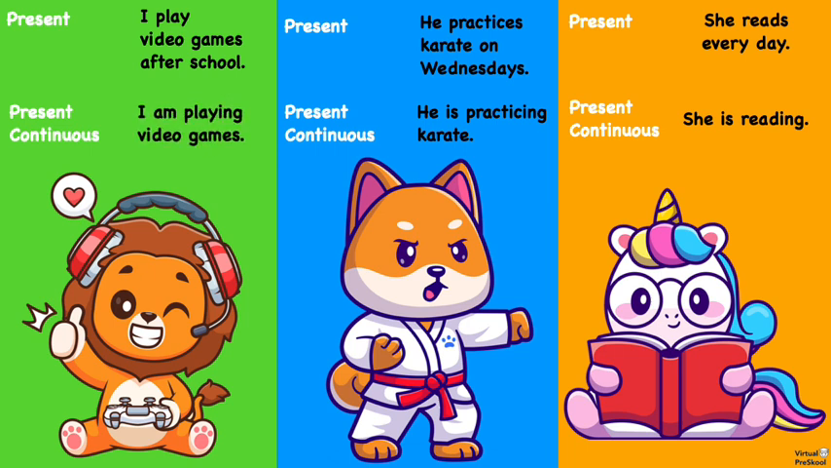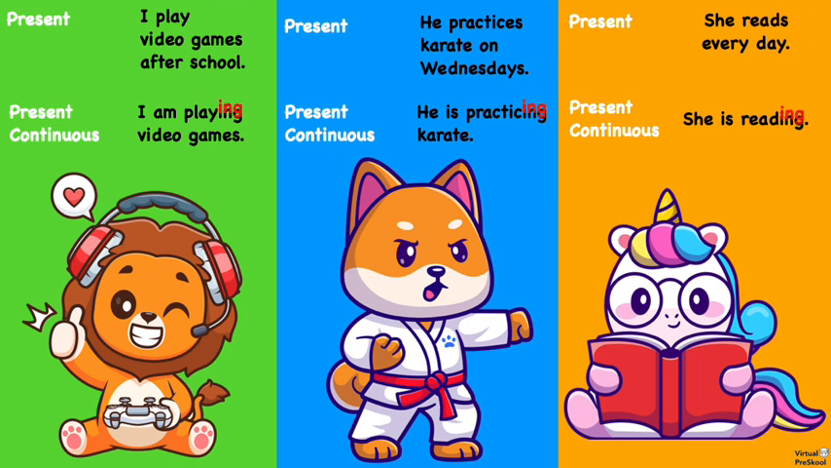In the first one, present tense, it's a habit, something that Sher Raja does sometimes or often. But in the second one, present continuous, he's playing right now. Let's look at the next one. He practices karate on Wednesdays. That's present tense. And present continuous is he is practicing karate. He's practicing right now. And the last one is she reads every day. That's present tense. And she is reading is something she's doing right now.